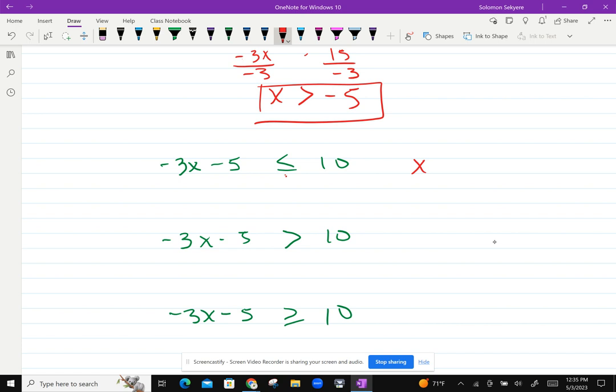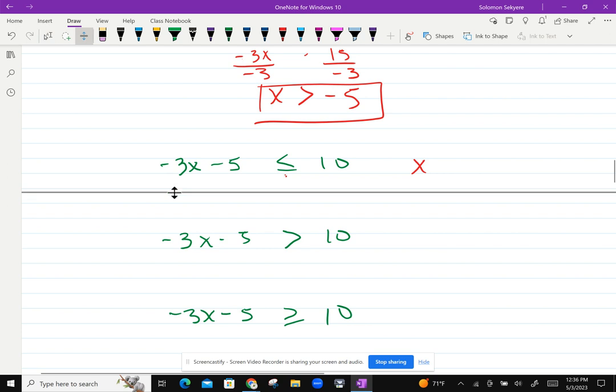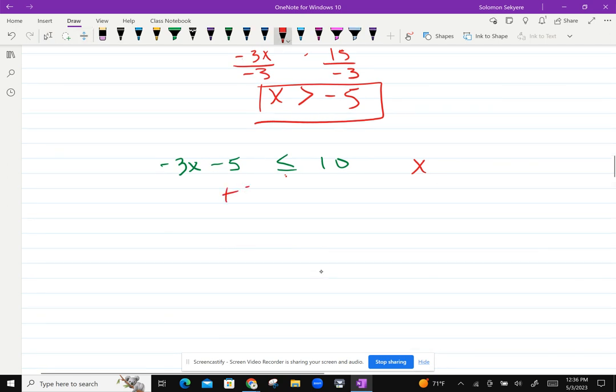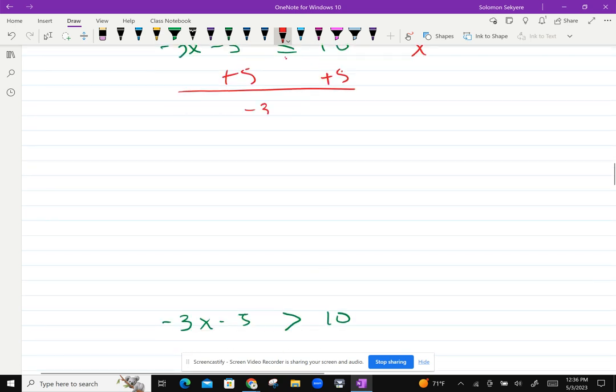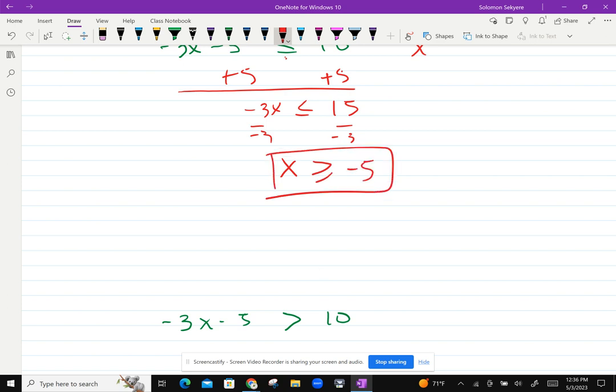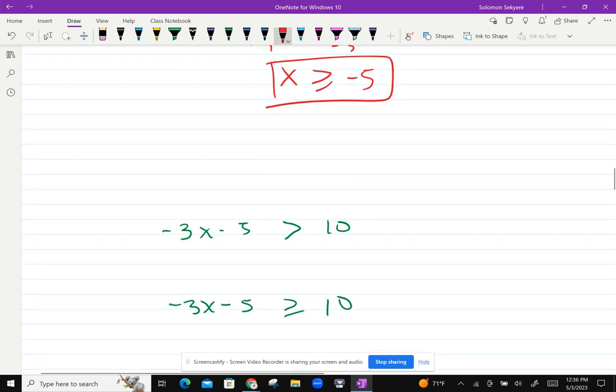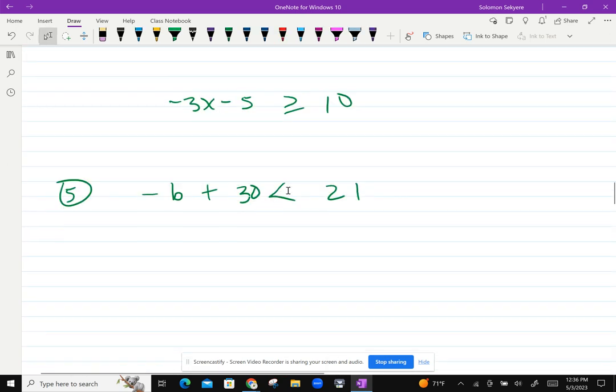If you had to solve this, when you get to the end, you started with less than or equal to 10, you are going to end up with what? You add 5 plus 5, negative 3x is less than or equal to 15. And then you divide both sides by negative 3, right? And then you are going to end up with x, reverse the sign, greater than or equal to negative 5. Got it? That's the only difference so far at your level.